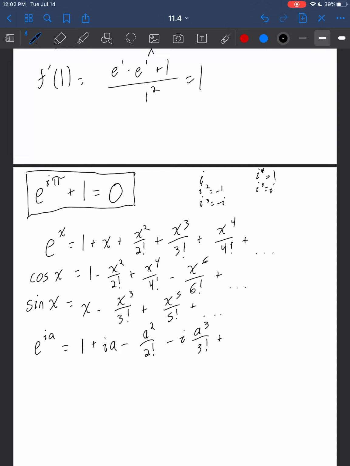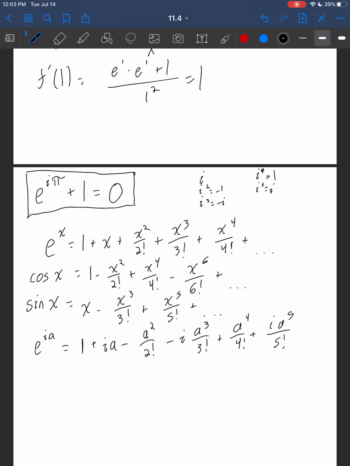The x to the 4th will have 0 i's in them. It's not going to be imaginary anymore. It's just going to be 1. So it's a to the 4th over 4 factorial, so on and so forth. The next term, just to write it out, a to the 5th over 5 factorial.